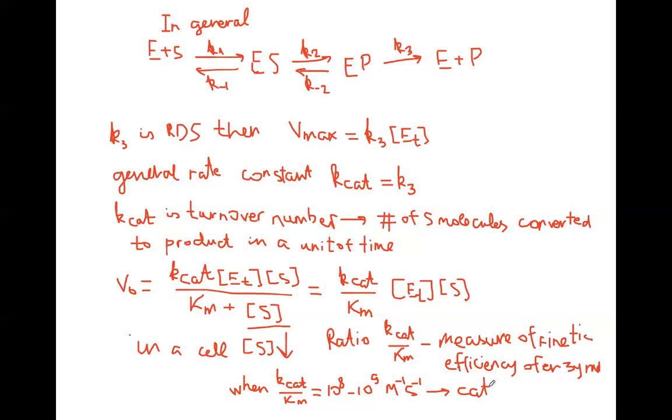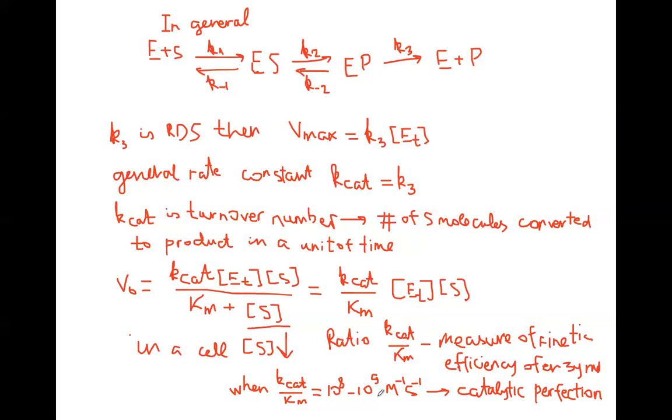Catalytic perfection. So the question for you, why is there such a thing as perfection? Why can't the enzyme improve even further? So in other words, we have an upper limit as far as how efficient the enzymes can be, right? And it's this number, 10 to the 8 and 10 to the 9th.